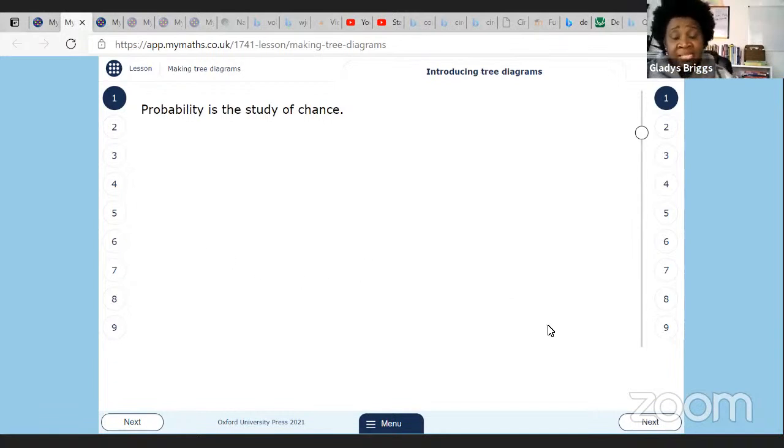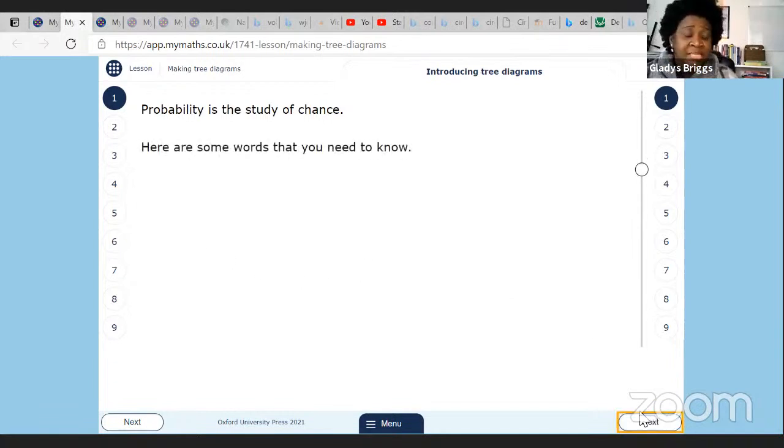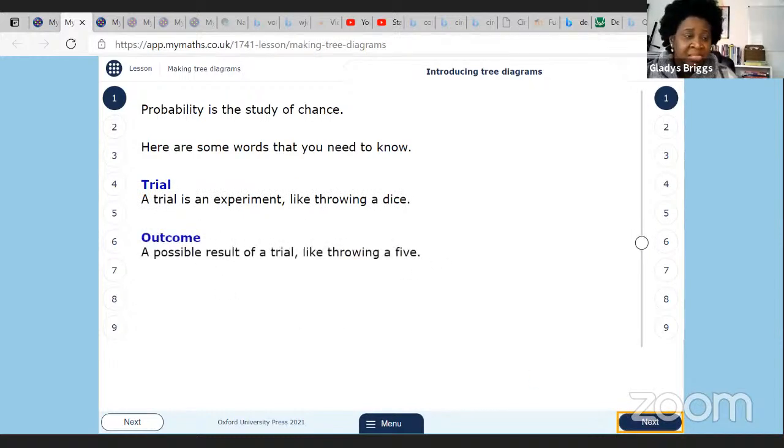So probability is the study of chance. We looked at this the other day. You need to know these words. A trial is an experiment, like throwing a dice. Outcome is a possible result of a trial. So when you throw the dice, what are the things that you can get? 1, 2, 3, 4, 5. You can get 6 on the dice, yeah?